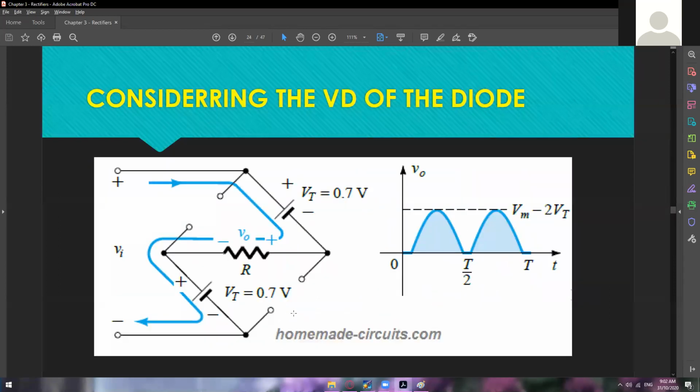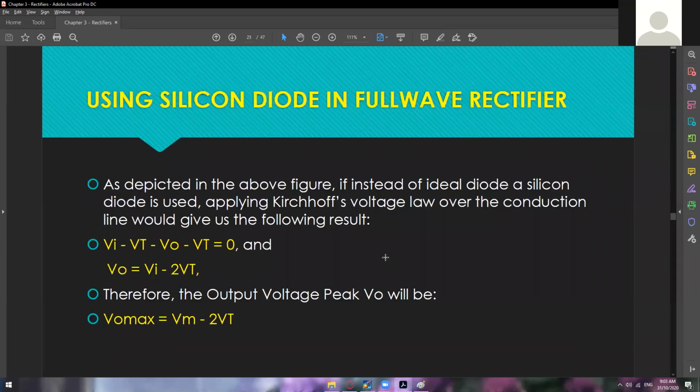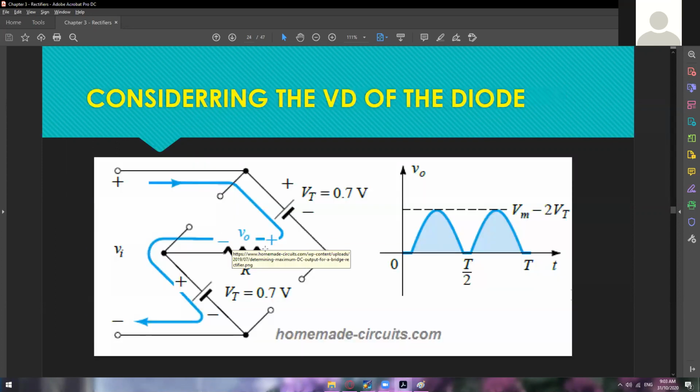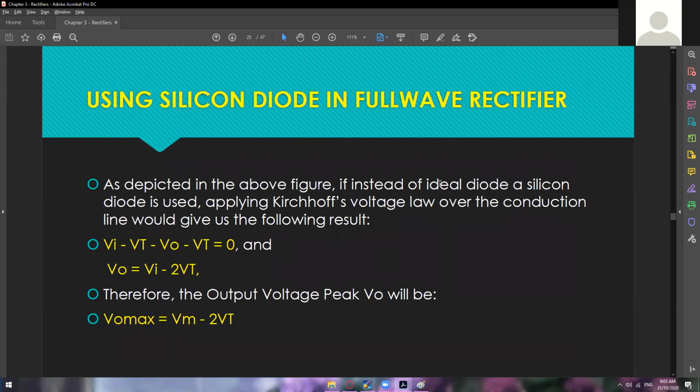It's just that in here, you now have to deduct the voltage threshold, which depends, of course, on the diode that is being used in this circuit. So on this circuit, we've used silicon as a diode. Using a silicon diode in full wave rectifier, as depicted in the above figure, if instead of an ideal diode, a silicon diode is used, applying Kirchhoff's voltage law over the conduction line would give us the following result.